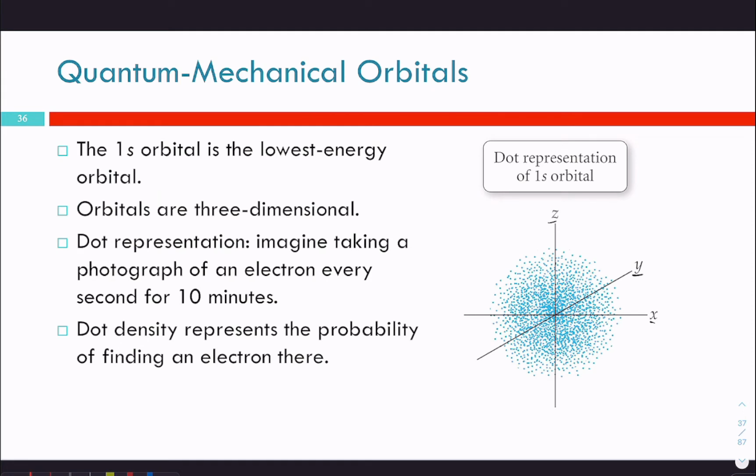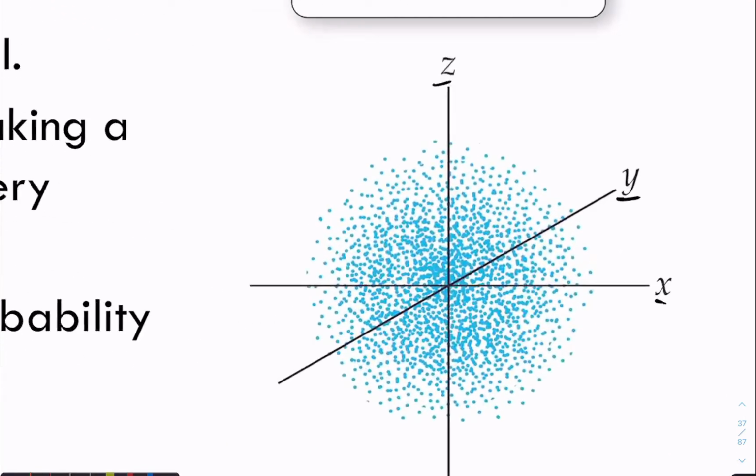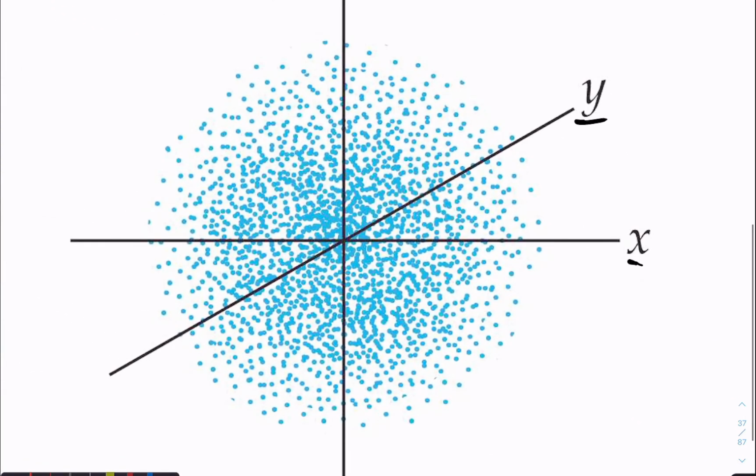So this would be like taking a photograph of an electron every second for 10 minutes. You'd catch it in a spot each time, put all those pictures together, and you'd see all of the places where it's probably going to be. So dot density here also represents probability. If you look at just a section on the outside here, it's not very dense. As you move towards the center, these dots are closer and closer together, indicating that you're more likely to find an electron there.